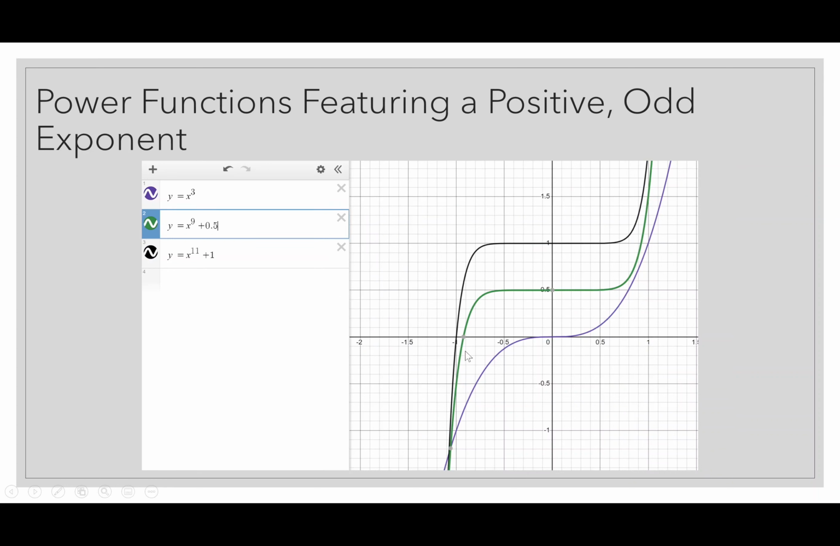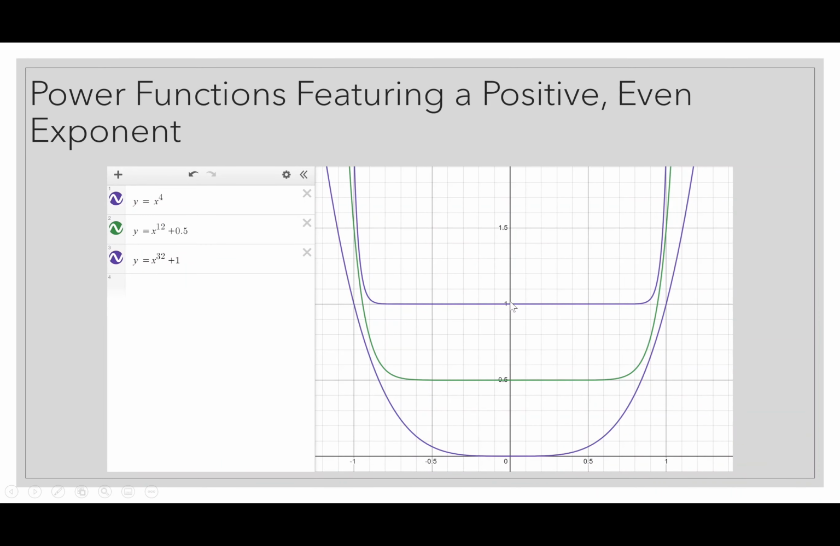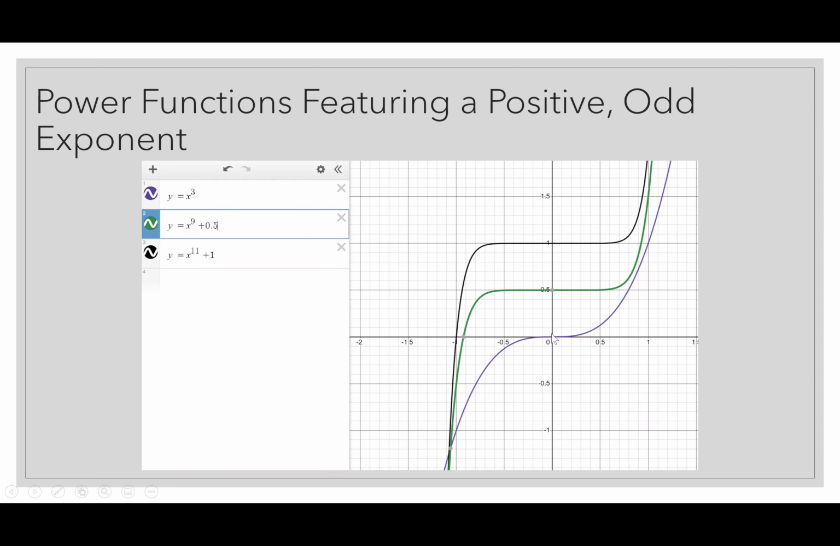Now, let's look at power functions that feature a positive, but odd, exponent. Whereas before, these functions are symmetric with respect to the y-axis, in this case they are going to be symmetric with respect to the origin. In the case, for example, of y is equal to x to the power of 3, here this is going to be the symmetry, in this direction.